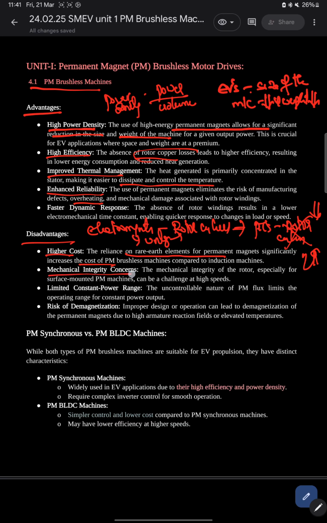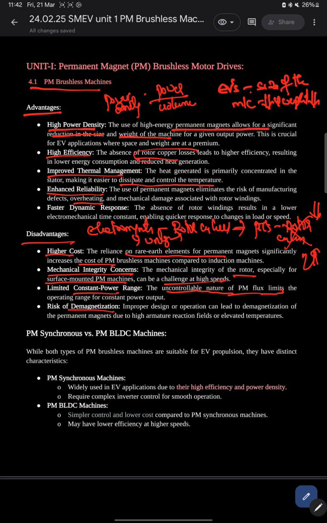Mechanical integrity concerns: the mechanical integrity of the rotor, especially in surface mounted permanent magnet motors, can be challenged at high speeds. We'll discuss these types once we get into the topic. Limited constant power range, due to the uncontrollable nature of the permanent magnets. The major concern is that the permanent magnet flux cannot be controlled, so the speed range cannot be operated for a constant power range.